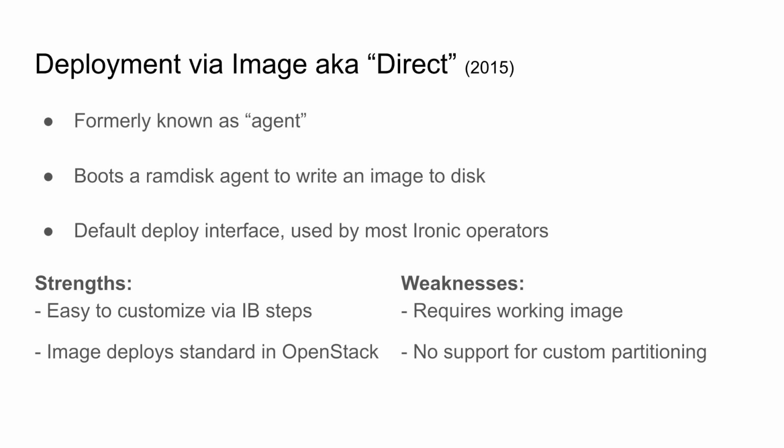This is what we used to call the agent driver, and it's dirt simple. We boot up that agent, we download an image, we write it to the disk. It's really easy to customize this deployment. Image deployments are standard in OpenStack if that's the path you're following, but you would be surprised how hard it is for new Ironic users to build a working image out of the box. Because you have to think about a lot of stuff that you don't have to think of for VMs, like making sure your drivers are in shape, making sure your firmwares are in shape, and there's no support for custom partitioning at deploy time. You have to bake that into the image beforehand.